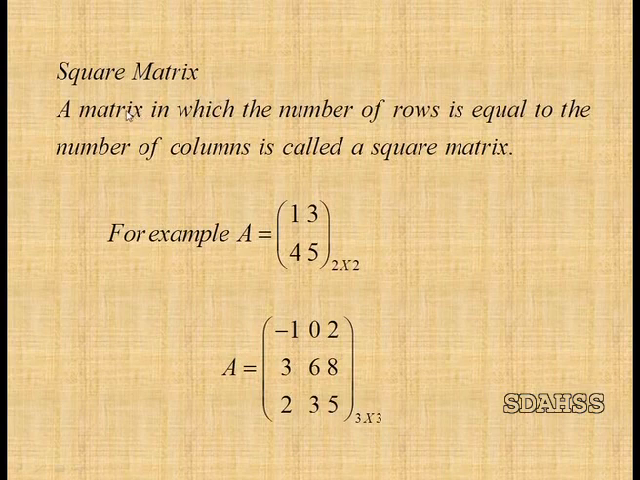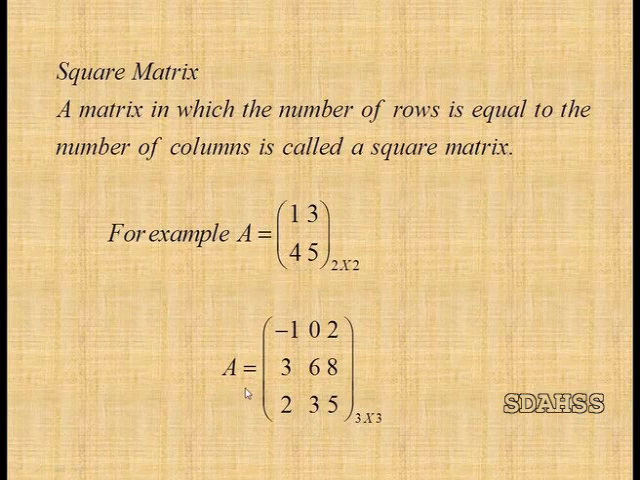Square matrix, a matrix in which the number of rows is equal to the number of columns. If the number of rows is equal to the number of columns, then it is said to be a square matrix. See, for example, A is equal to 1, 3, 4, 5. This matrix contains two rows and two columns.